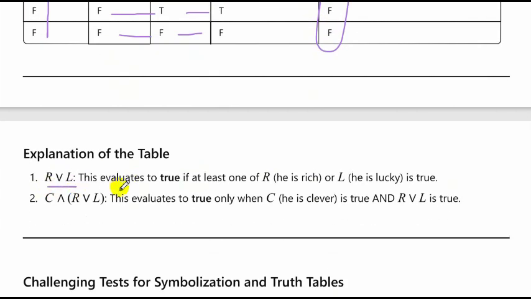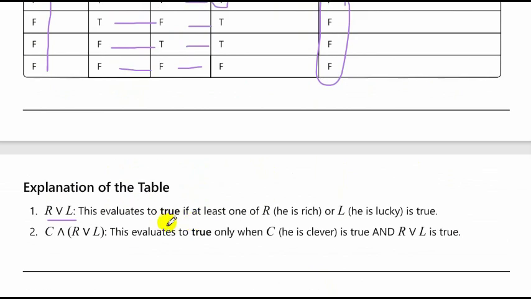Now R or L, this evaluates to true. This is the shortcut method. Remember this. This evaluates to true if at least one of them, one column that is of R or L is true. Either of them is true, then the result will be true. Otherwise it will be false. Now in this case, because we have AND, both need to be true. This needs to be true, this needs to be true. Only then the answer is true. So this evaluates to true only when C is true and R or L is also true.